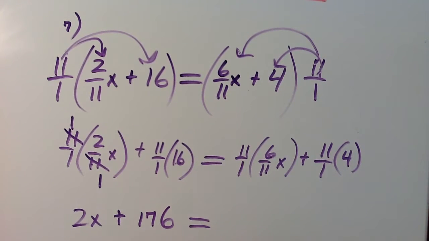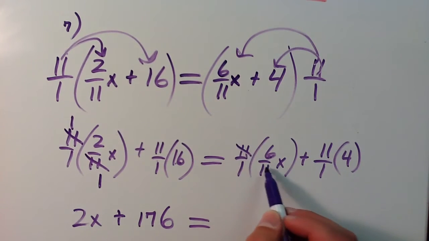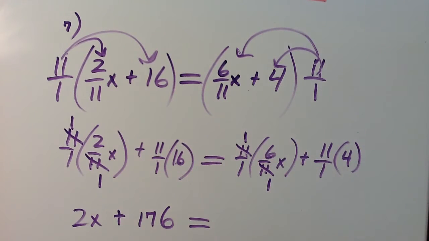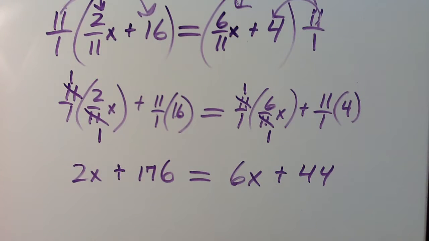Bring the equal sign straight down. Here I have 11 over 11, which can cross simplify to 1 over 1. So I have 1 times 6x, which is just 6x. And here I have 11 times 4, which is positive 44. So now, because I multiplied both sides by the LCD of 11, I have no fractions in my equation. This equation is much nicer. I can solve from here.